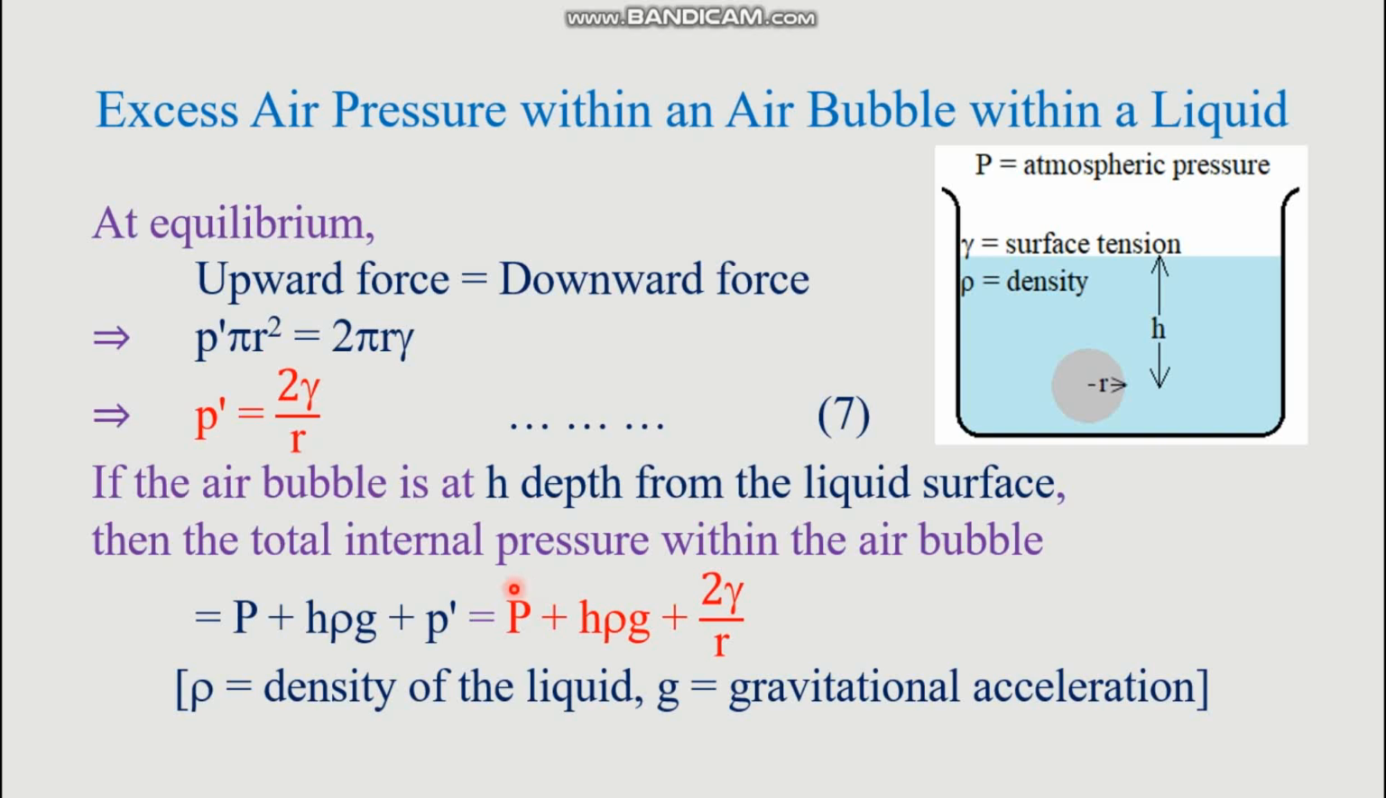So the overall pressure is not just capital P plus twice gamma by r. For the overall pressure, you have to add one more factor, which is h rho g. So the overall pressure within this air bubble is capital P, the atmospheric pressure, plus h rho g plus twice gamma by r. So this is the overall pressure for an air bubble within a liquid.